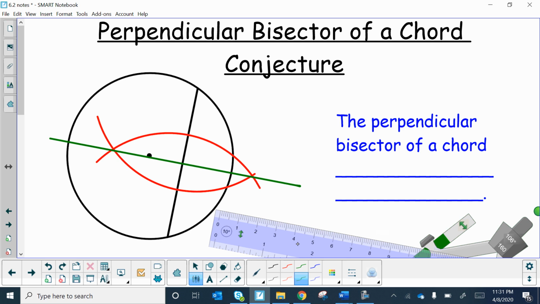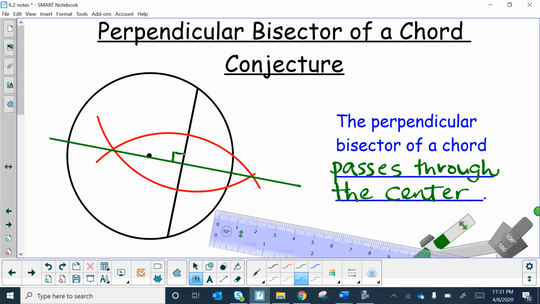Okay, so the perpendicular bisector of the chord passes through the center. So whenever you see a perpendicular bisector, it's going to pass through the center. Okay, so it's kind of like one of the other conjectures. It's just the converse. It's just going a little bit backwards. Okay, and then of course, if it passes through the center, then you should know that this piece right here is congruent to this piece over here. Okay.